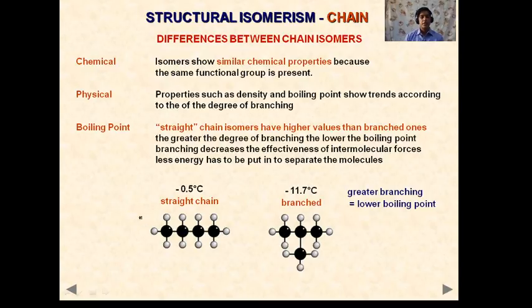We can see in this example, there are two examples of butene. In one example there is a straight carbon chain, and in the other there is a branch of a methyl group. So there is a huge difference in their boiling points. That is why these two are chain structural isomers, because they have a difference in their carbon skeleton chain.